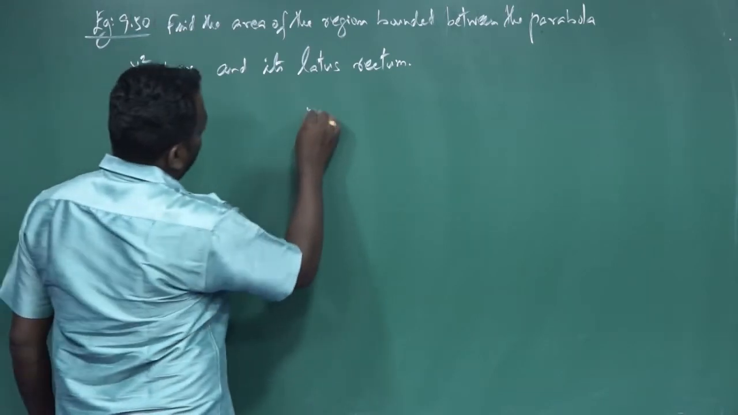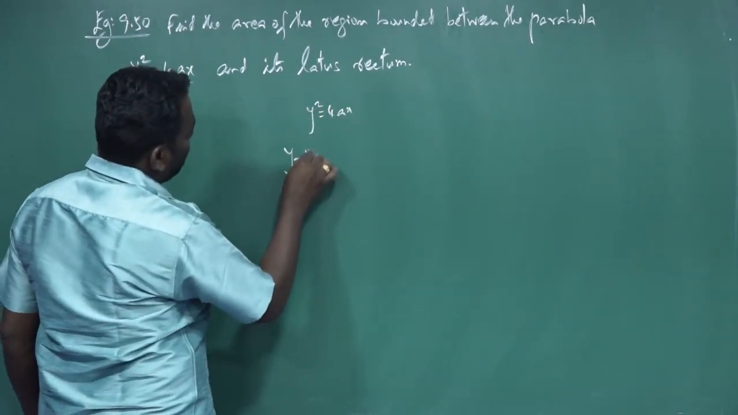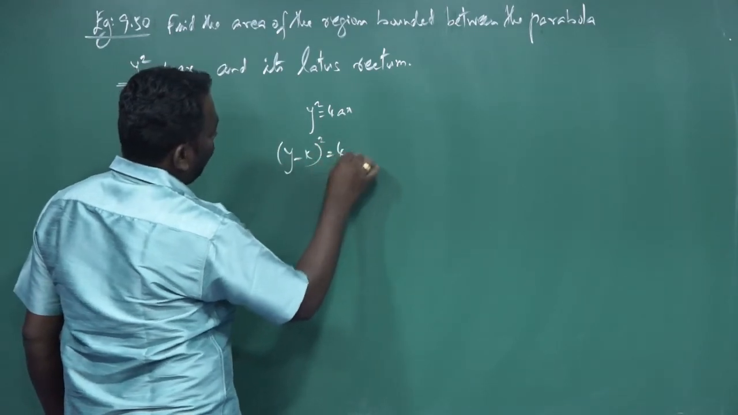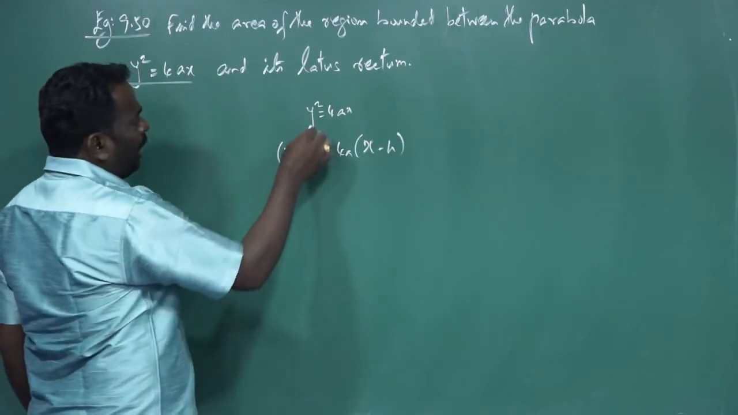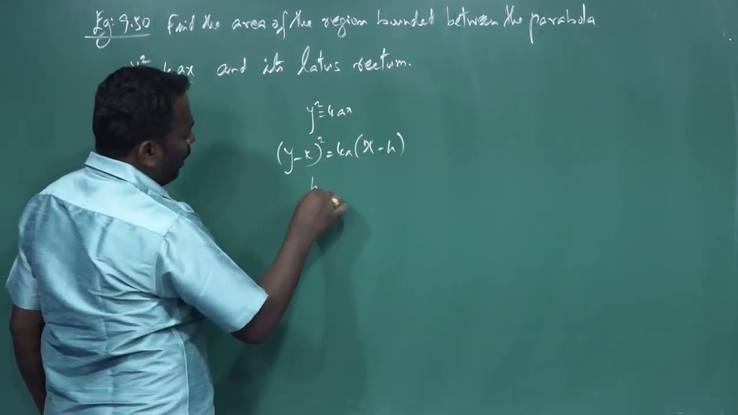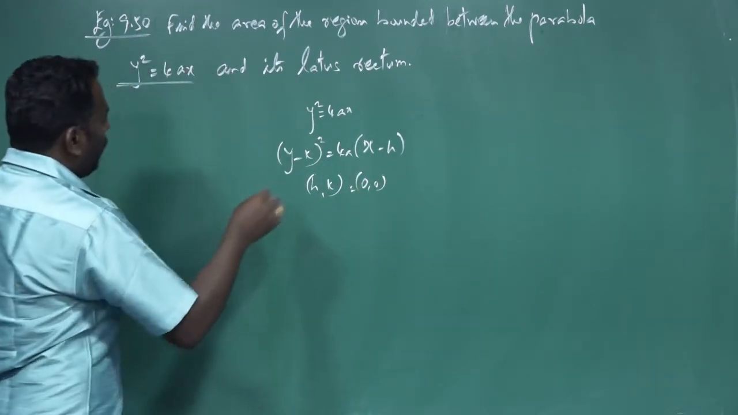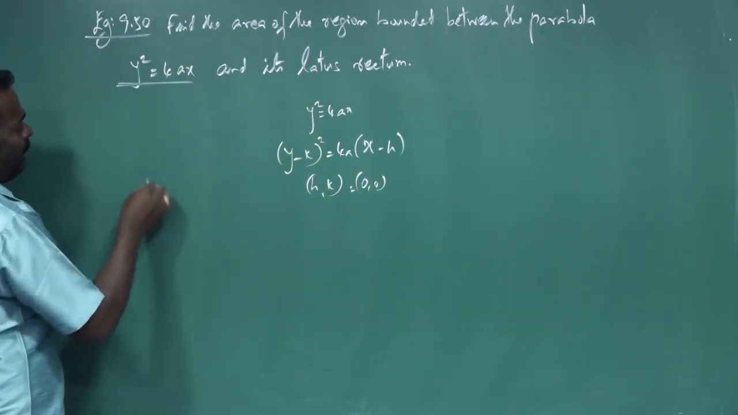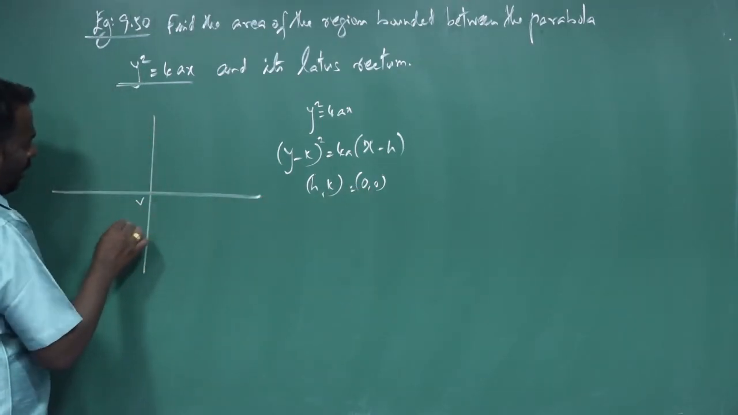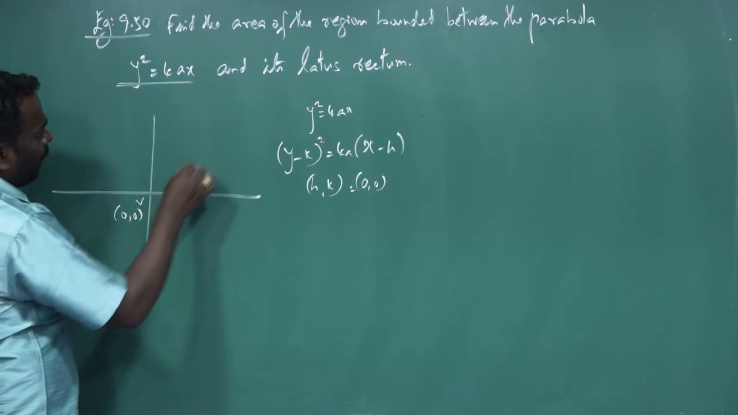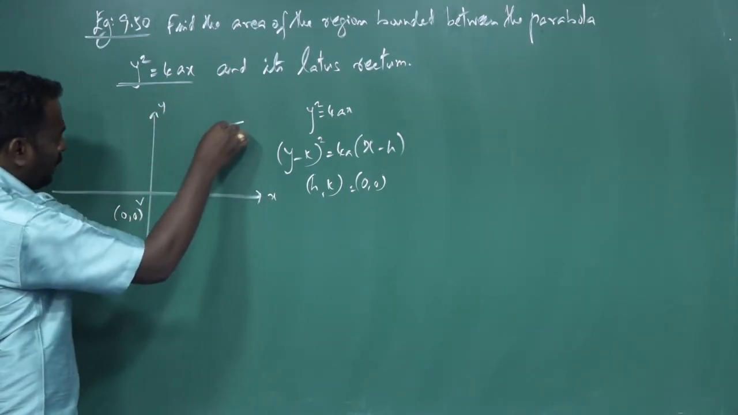We know y square equal to 4ax, its general form is y minus k whole square equal to 4a into x minus h. So it is about the x-axis, and h comma k is equal to 0 comma 0. Therefore this parabola opens rightward about the origin 0 comma 0. The vertex is 0 comma 0, and it is a right-opening parabola about the x-axis.